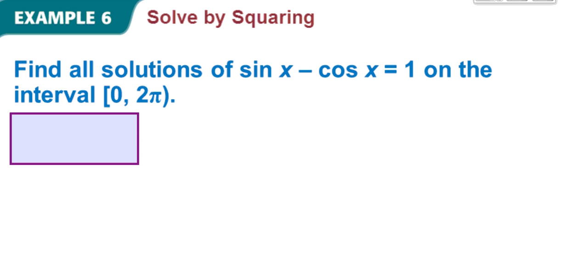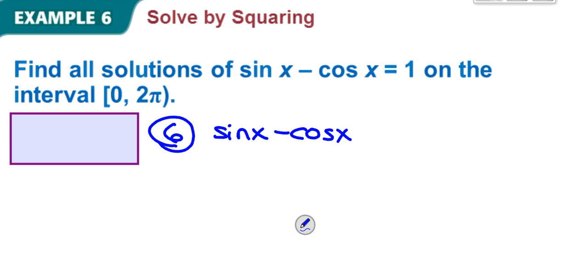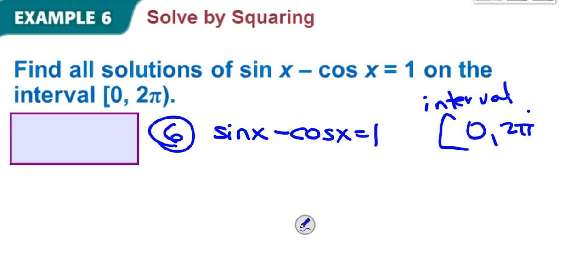One more problem, and then I'm just going to give you the rest of the time to work on these, because I do like you to be working on them in class. Sine x minus cosine x equals 1. And again, on the interval from 0 to 2 pi.